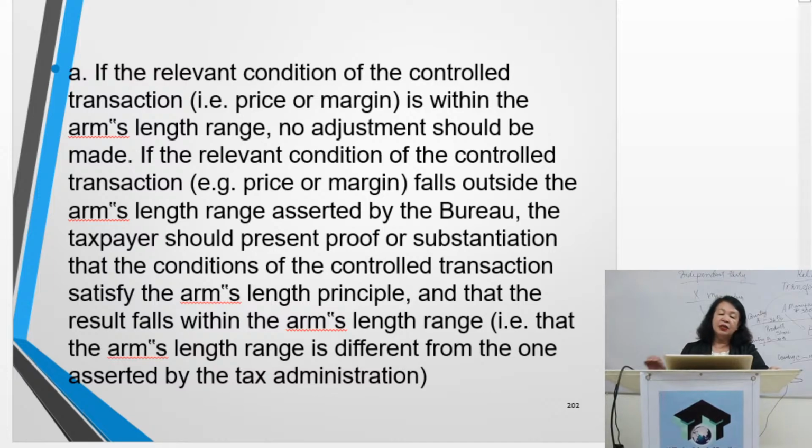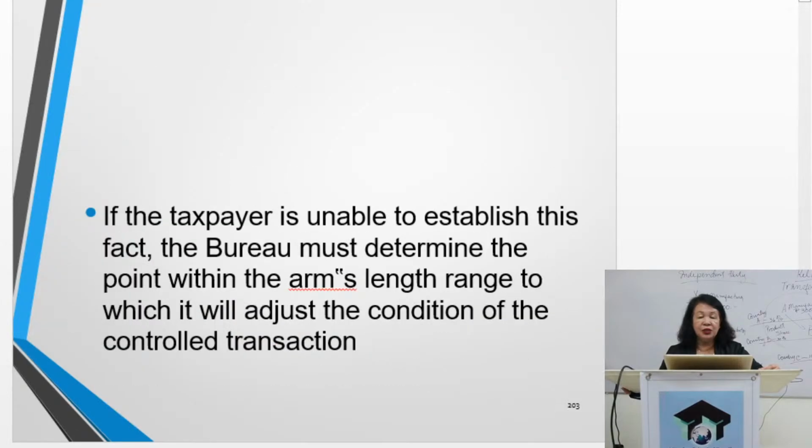No? If the taxpayer is unable to establish this fact, the Bureau must determine the point within the arm's length range to which it will adjust the condition of the controlled transaction. So, pagka malayo talaga, ang BAR mag-a-adjust siya. At ang sabi ko nga sa inyo, pag nag-adjust na yung BAR, this is the source now of the deficiency assessment. No?